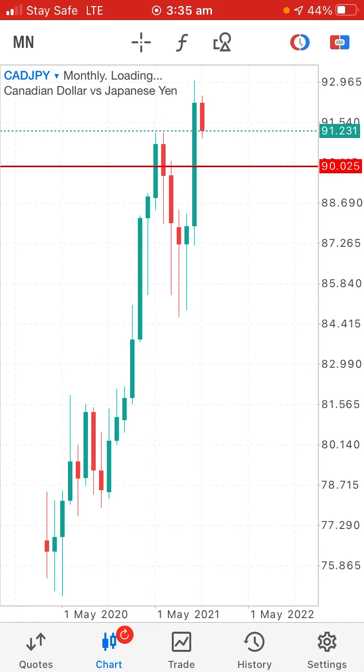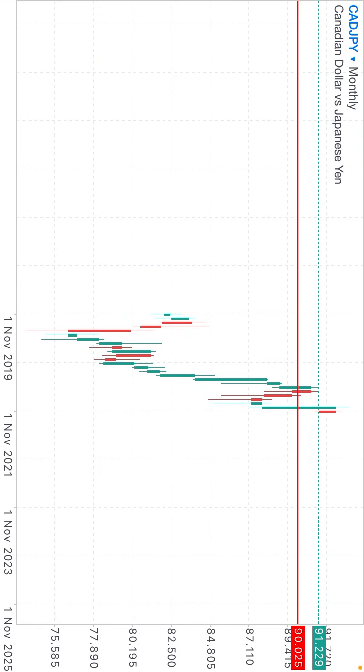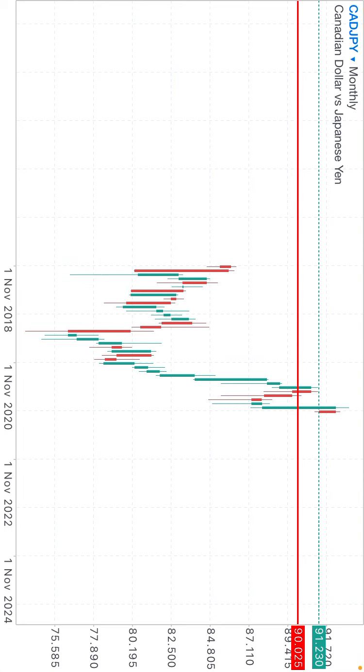Yeah, as you can see, the chart is still loading. You just have to be patient. The chart is still loading. You have to be patient, please.